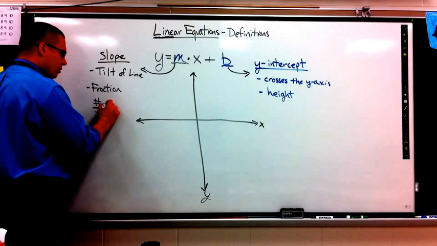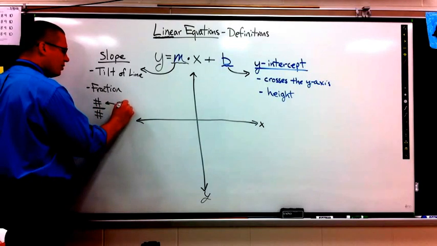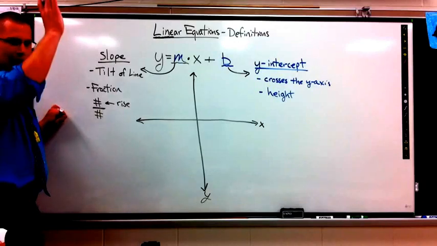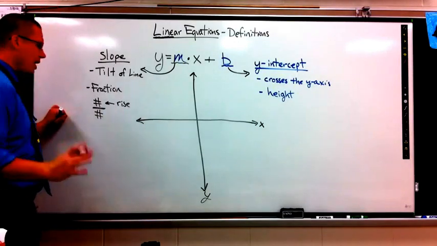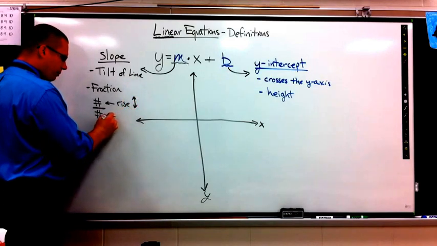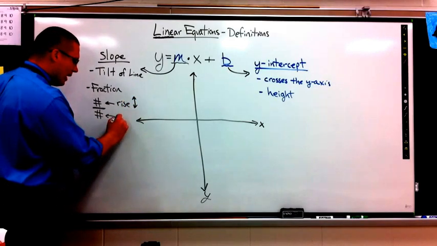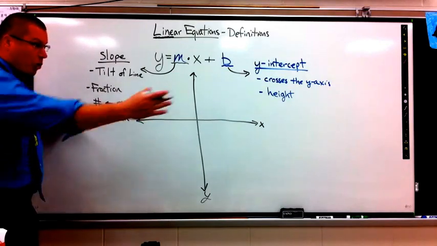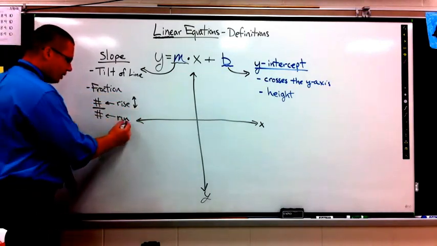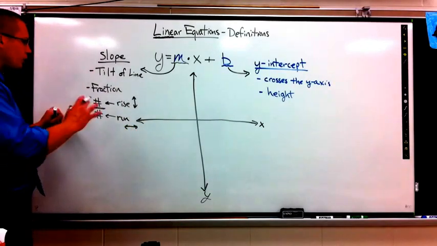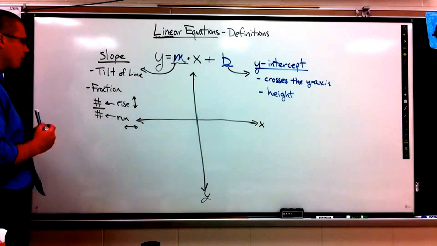The top number is known as the rise. When you rise out of bed, you stand up. Rise deals with the up and down direction. The bottom number is known as the run. Hopefully when you run, you run forwards and backwards. So the run is my sideways direction. I'll show you more examples of how this works.